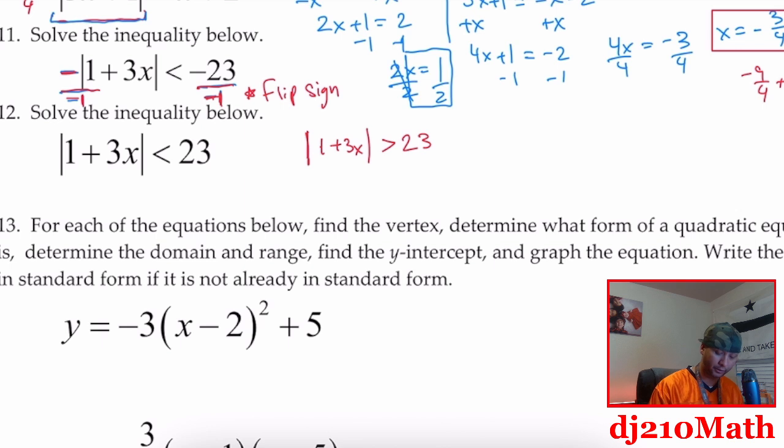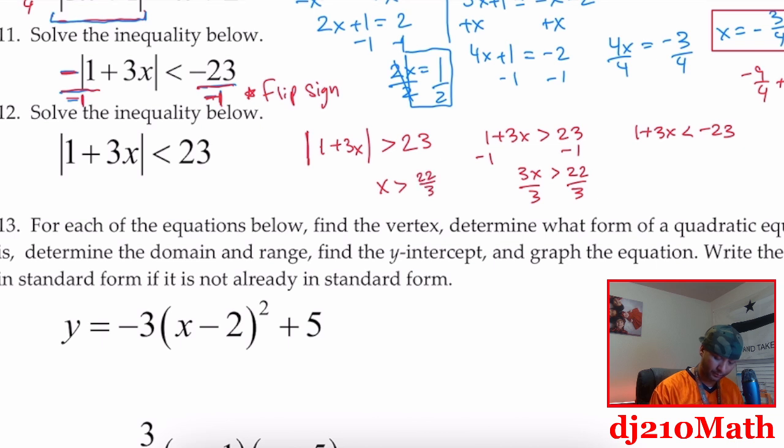Now I'm going to split it into 2. So we have 1 plus 3x greater than 23, and then 1 plus 3x, flip the sign, less than, make it negative 23. So flip the sign, make it negative on the second one. All right, minus 1. 3x greater than 22. Divided by 3. This is going to be x greater than 22 over 3.